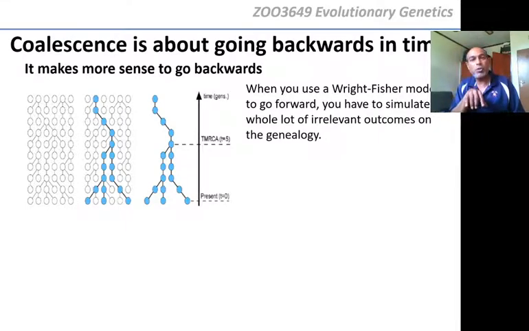So we start with today, we go backwards in time, and we see where all the DNA sequences and alleles and all the genetic information coalesces towards a single ancestor. That is the power of coalescence.